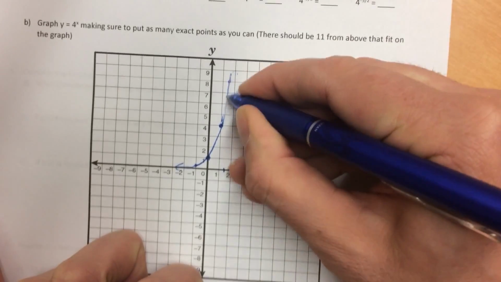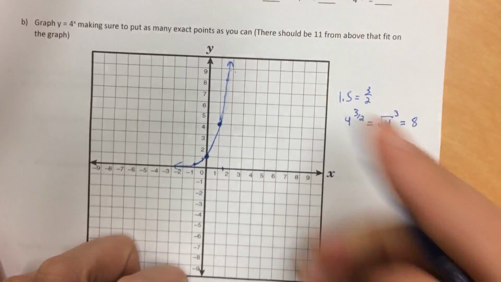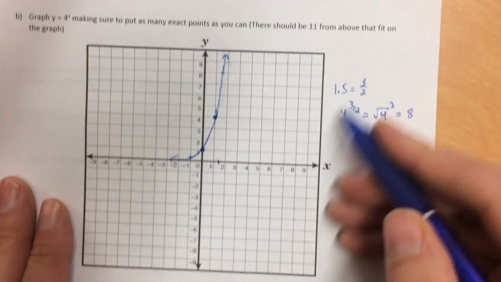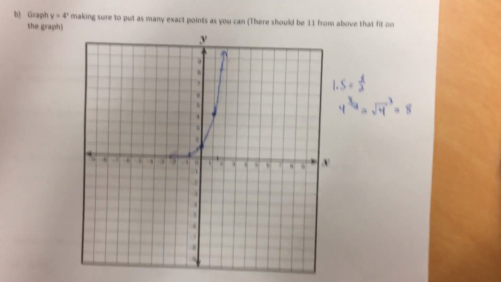And that's why I was remarking about how ugly mine was, because there is an exact point there. I should know where it goes, and it can make my graph go a little bit better if I understand my properties of exponents. So I'll let you finish the rest of this on your own.